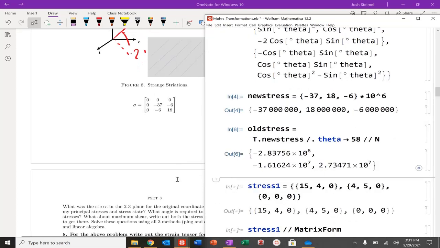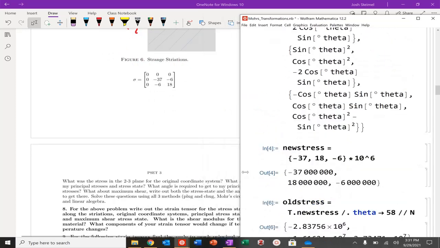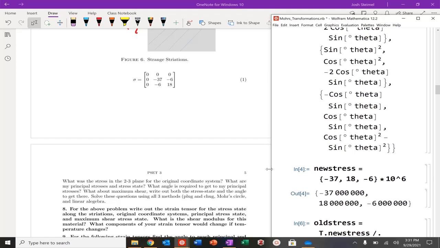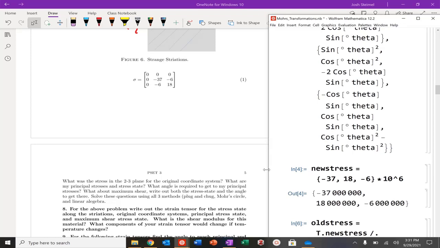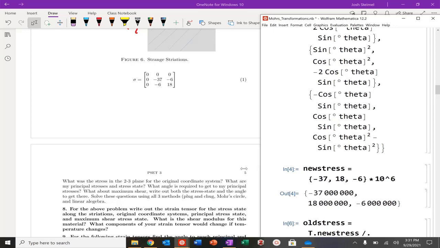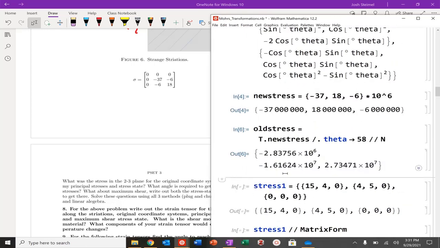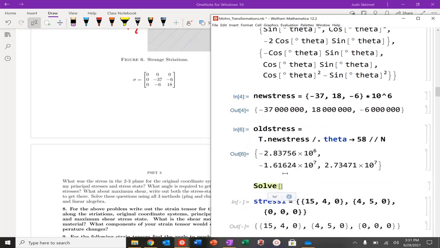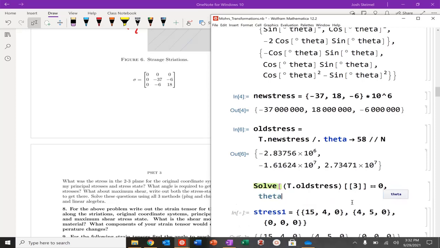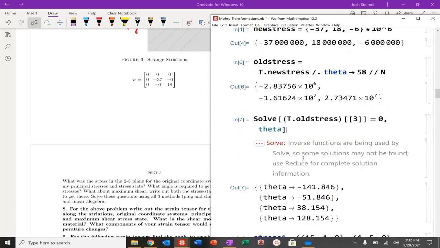Now I need to figure out what my principal stresses are. What's my principal stress state? What's the angle required? Maximum shear, the stress state, and the angle to get there. So I need to solve for when T dot old stress becomes 0, the third equation. At what value of theta? I want to look at this numerically. So this is my angle.